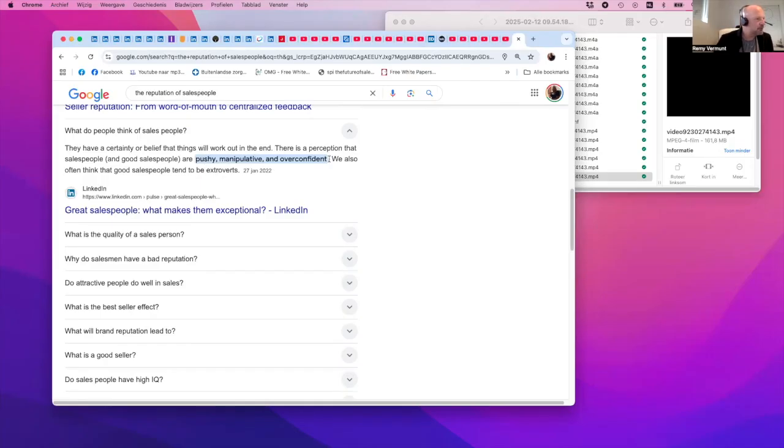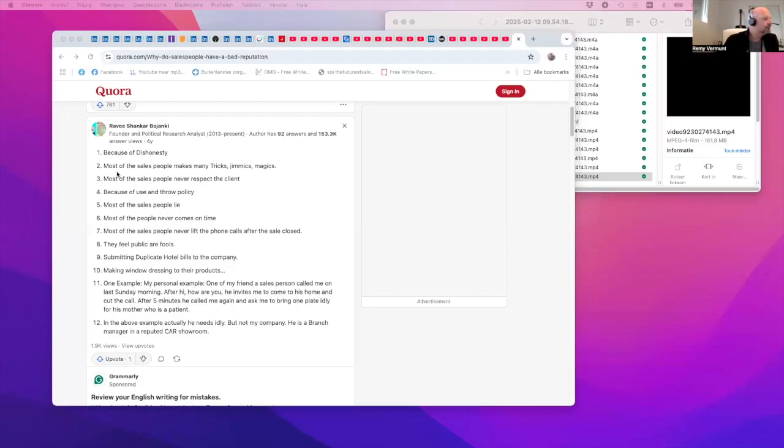Pushy, manipulative, overconfident. That's usually overcompensating, bragging, insecurity, overcompensating by bragging, so not real confidence. Extrovert, yeah, that's true. On the list. Dishonesty, they use tricks, they don't respect the client, because of use and throw policy. Okay, that can happen. Most of the salespeople lie, don't come on time, don't follow up after the sales closed. They think the public are fools.